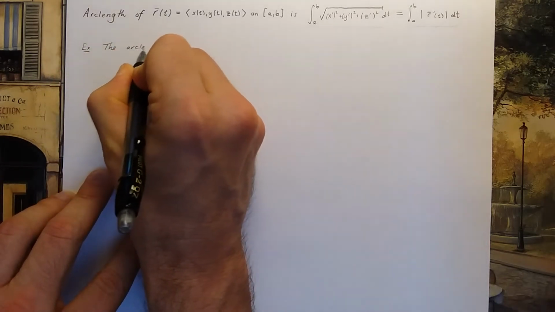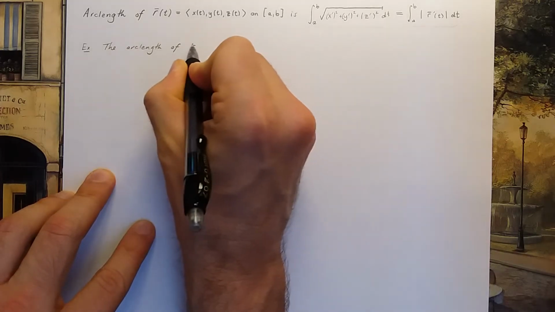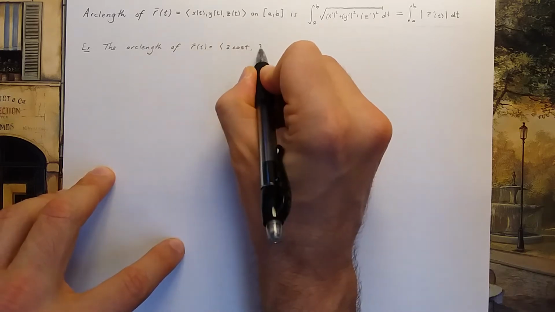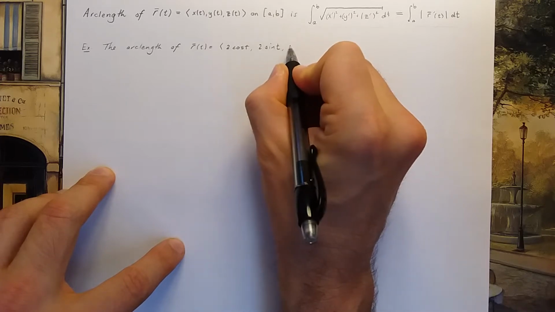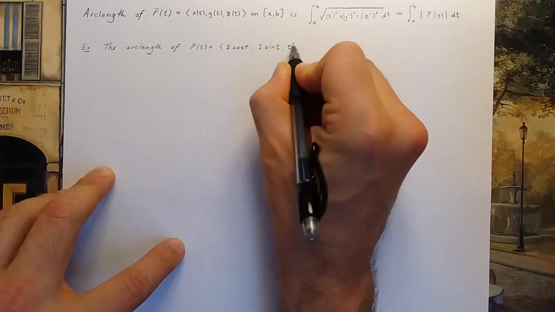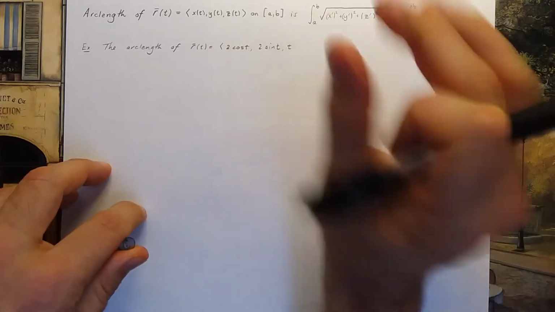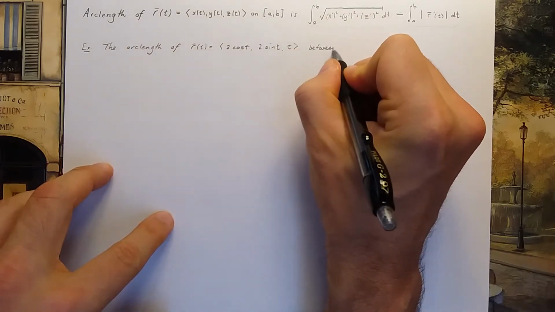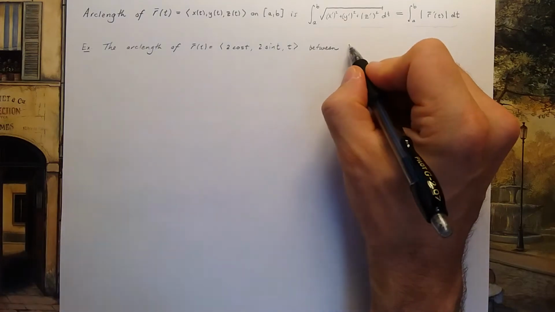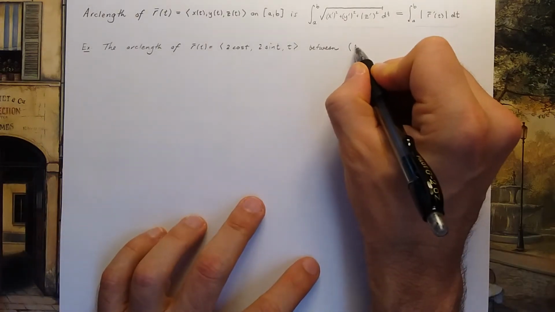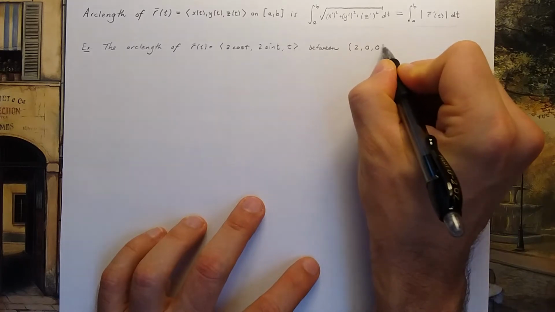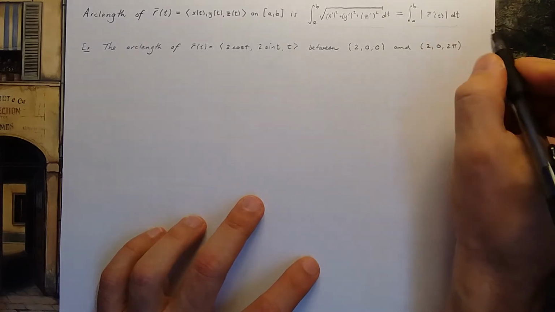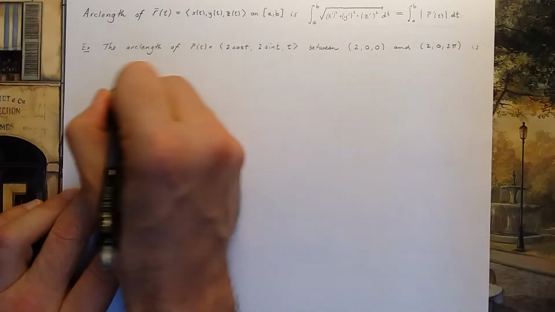The arc length of the helix r of t is 2 cosine t, 2 sine t, let's say t, that's a vector-valued function, between the values on the helix given by 2, 0, 0 and 2, 0, 2 pi is the integral.